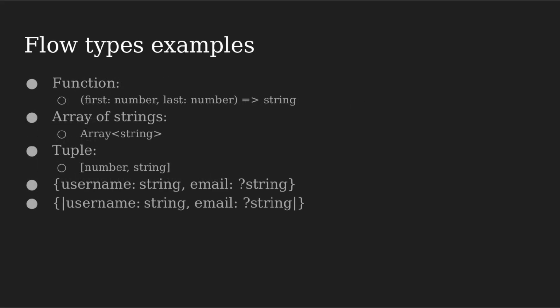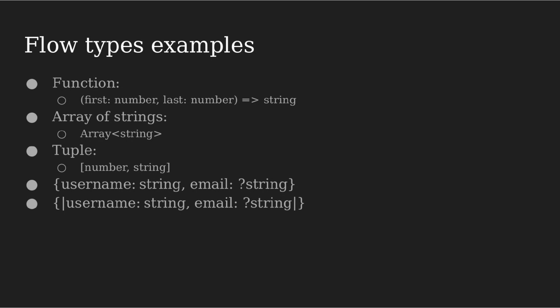We can see here 5 examples of complex types. A function that receives two numbers and returns a string, an array of strings, a tuple containing a number and a string, an object containing the field username and maybe an email, and a strict object containing the field username and maybe an email. This strict object definition will fail if the object has any other field.